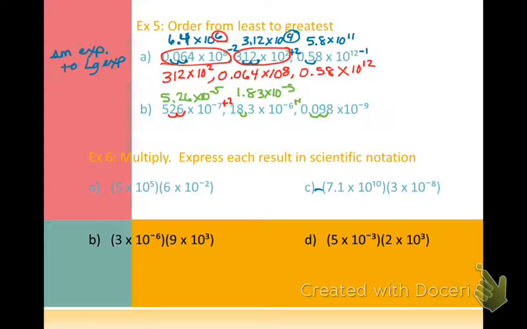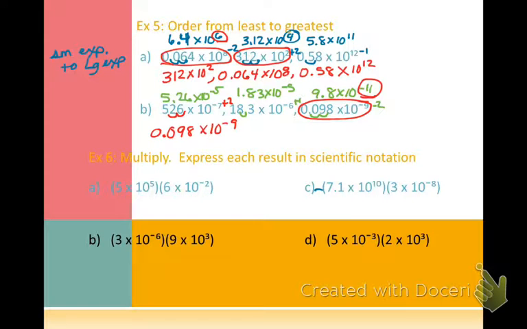Then this one, sorry, not add. I'm going to subtract 2 because I'm moving it over 2 to the right. So it's going to be 9.8 times 10 to the negative 11. Remember, now these are negative numbers for our exponents. So my smallest number would be negative 11 for exponents. So this is going to be our smallest number. So it's going to be 0.098 times 10 to the negative 9.